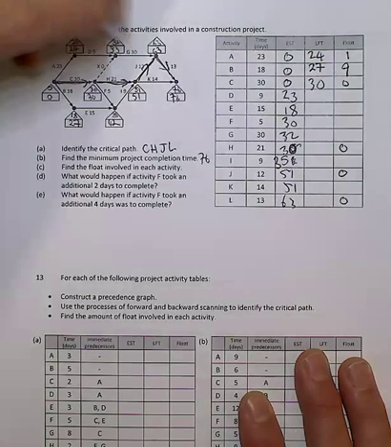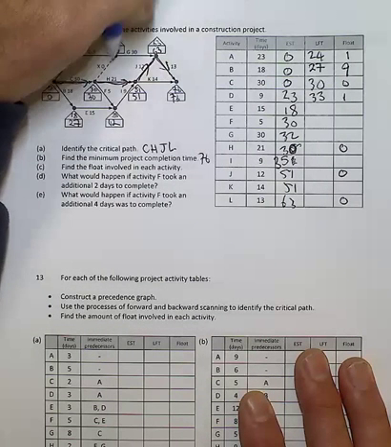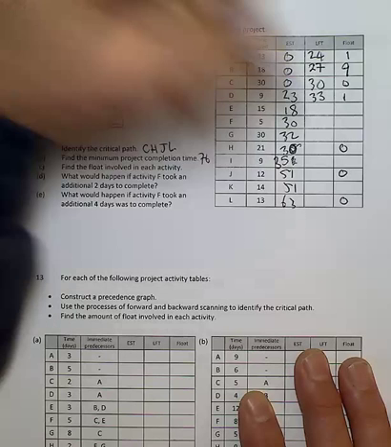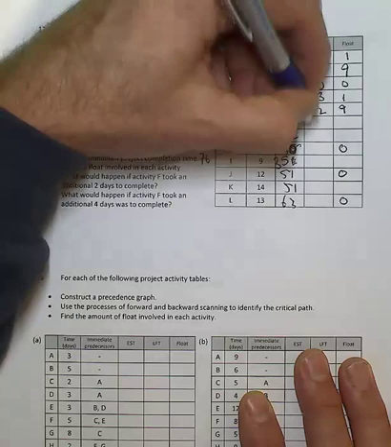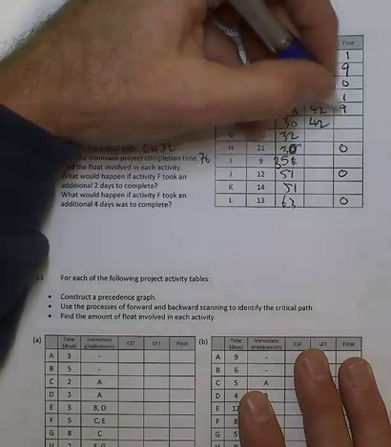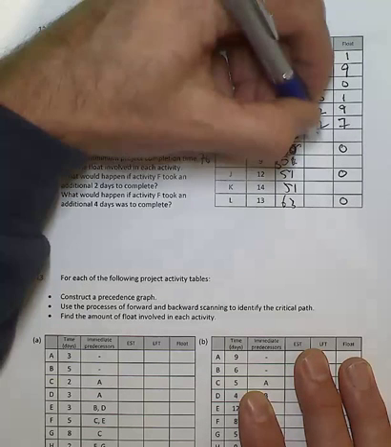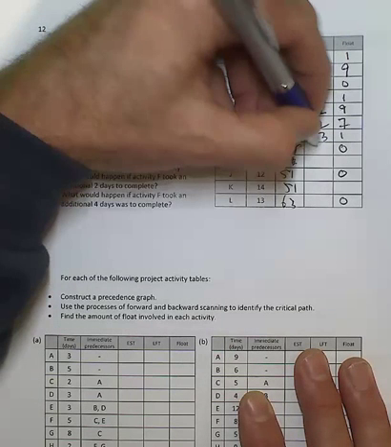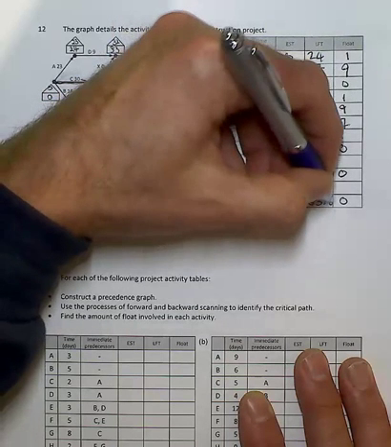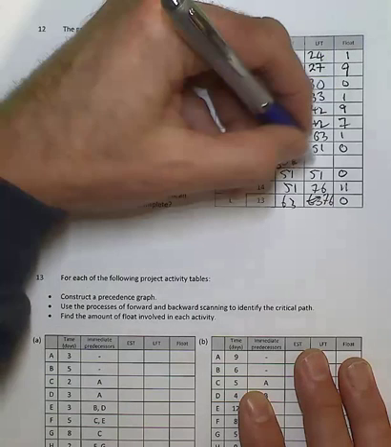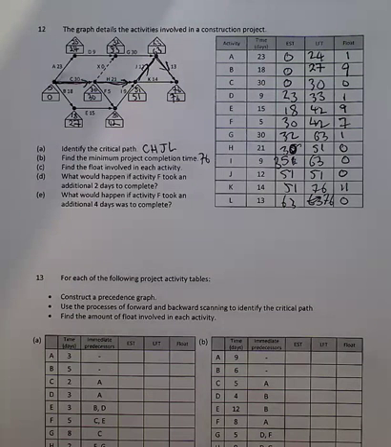For D then, we can finish that as late as 33, gives us a float time of 1. E can finish as late as 42, gives me a float time of 9. This can finish at 42 as well, so that will give me a float time of 7. 63, 1 float time. Obviously, 76, 76 there, 11, 63 there, end up with 0. So we've got the float times.